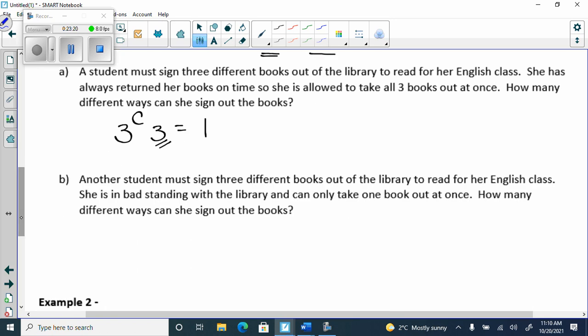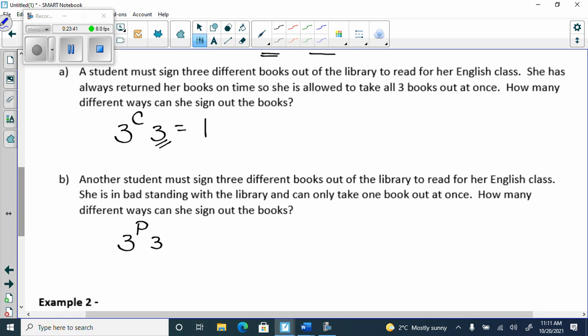Another student must sign 3 different books out of the library to read for her English class. She is in bad standing with the library and can only take 1 book out at once. So does the order in which she picks these 3 matter? Yes, because she gets whatever book first, then the next, then the last. So it would be 3 what?